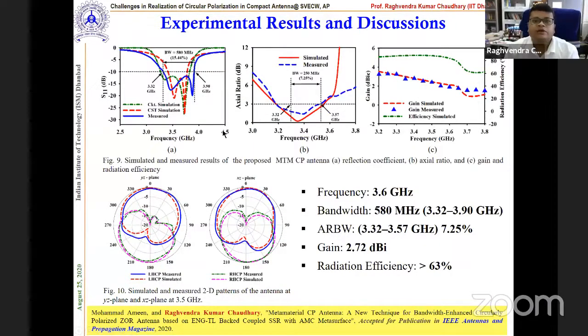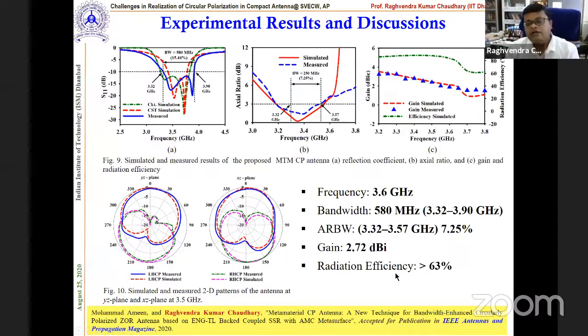So finally, the experimental results. The claim is that the bandwidth we got is 580 megahertz, 15.44%, and the CP bandwidth is 7.25%, and the gain is like that. Mainly, we have the LHCP response here. The frequency is 3.6, gain is 2.72. The gain is still creating a problem. Radiation efficiency is greater than 63%.